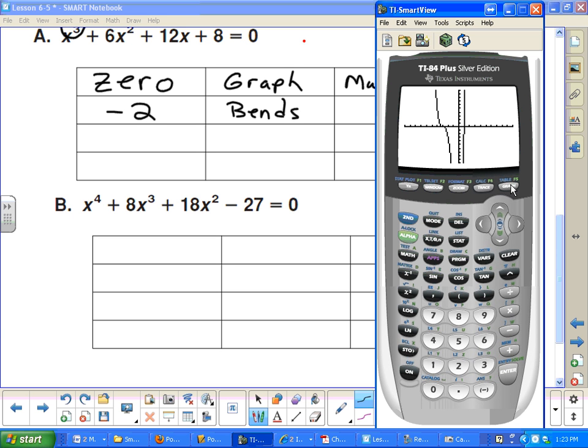Hit zoom 6. Change your window. Hit clear right now. Hit clear to get rid of that. So what happens is you got 10 and 10. So you need negative 10 and 10. So I would just hit zoom 6, which is the standard viewing window. Just press zoom and 6. There you go.